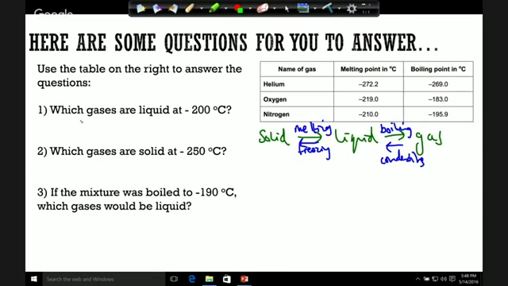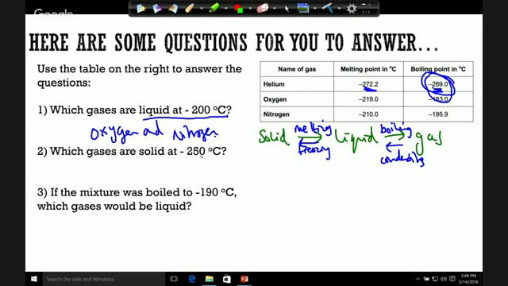question. So the first one says, which gases are liquid at minus 200 degrees? Well, if you look at the melting point of helium, that's minus 272, and it boils at minus 269. So the ones that are going to be liquid at minus 200 degrees C are going to be oxygen and nitrogen, because the helium would already have turned into a gas at a much lower temperature, at minus 269 degrees. So the helium would already be a gas.